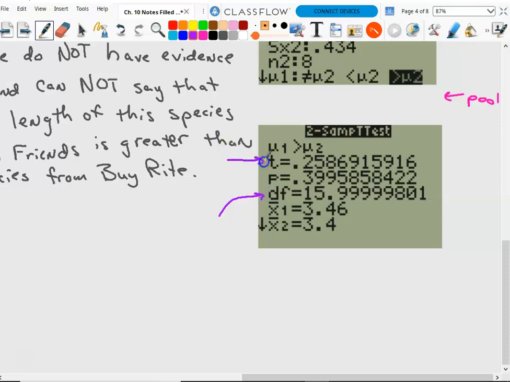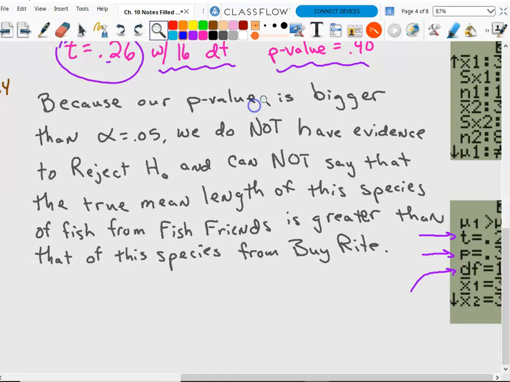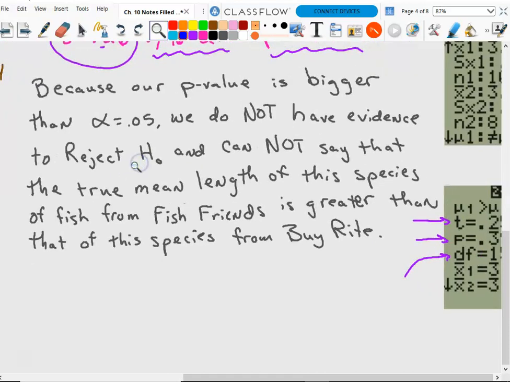So there's my t-score that we talked about. There's the p-value that I listed up here. And I must communicate degrees of freedom. If you round that, there's nothing wrong with that. From there on, it's the same as we've done. Compare your p-value to alpha.